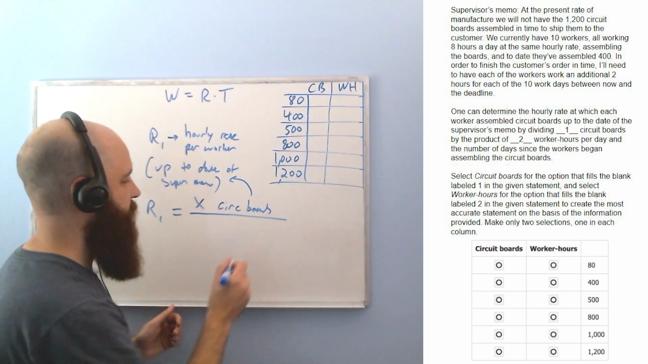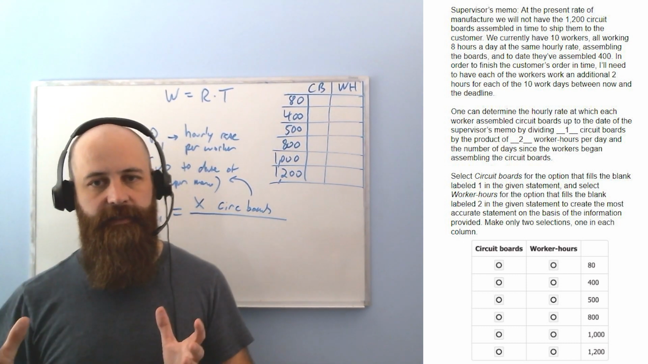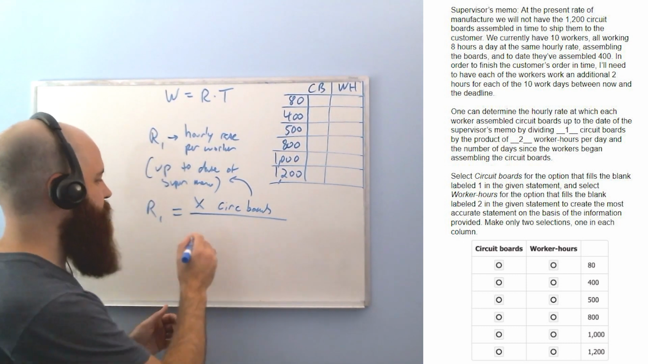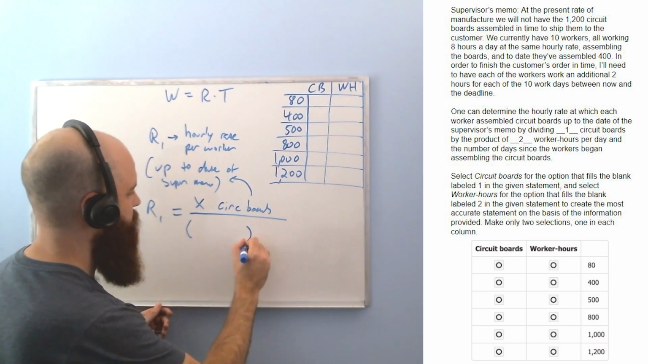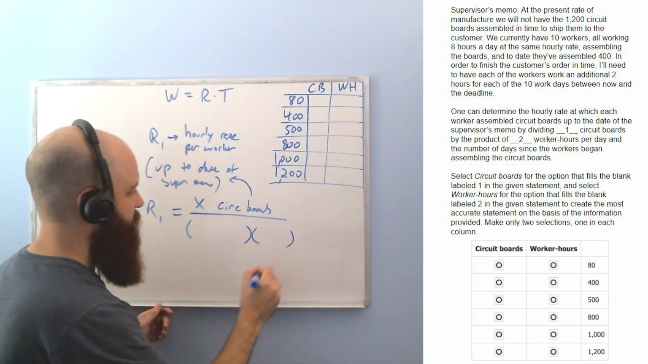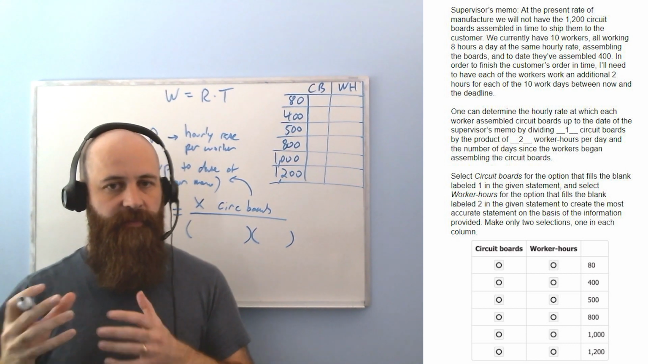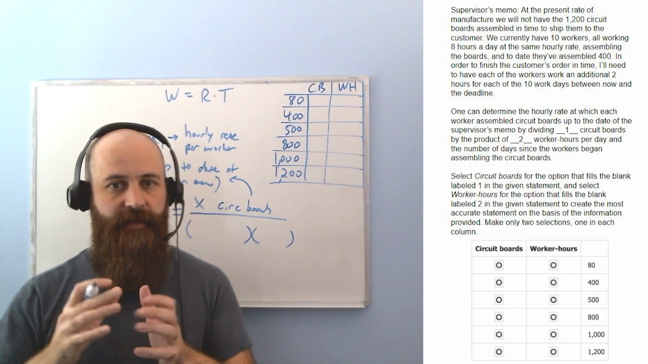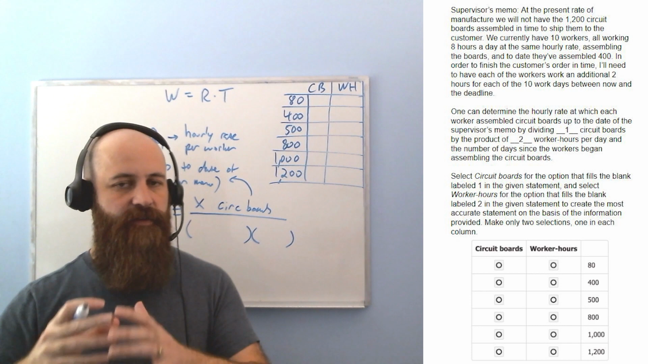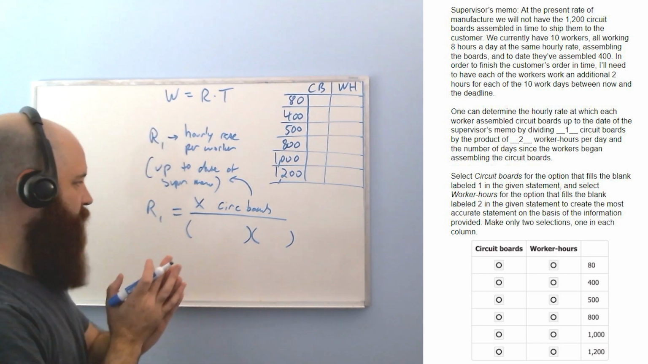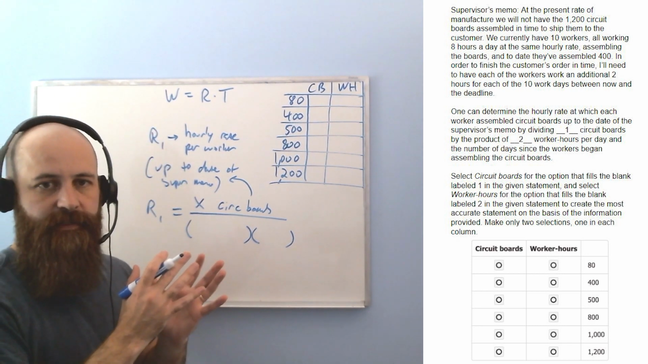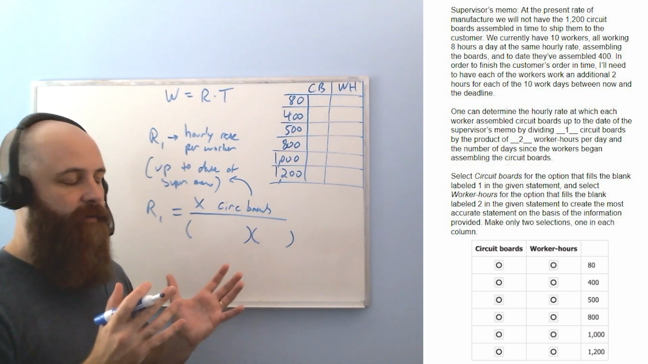Okay, so I'm dividing x circuit boards by the product. Let me pause right there. I'm dividing it by a product. Maybe that's important. So notice, sure, this is a quant question, but it has a big reading comp component too. It's all about parsing the information, making sure I know exactly what they're asking for. Okay, so I'm dividing this by the product of blank worker hours per day.